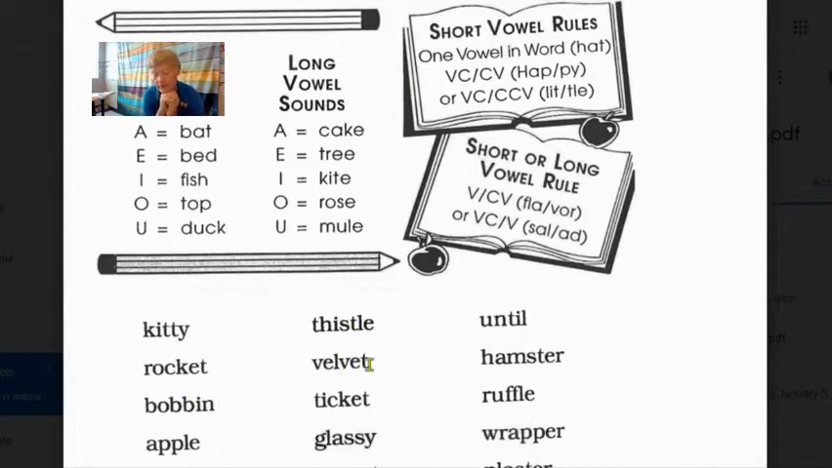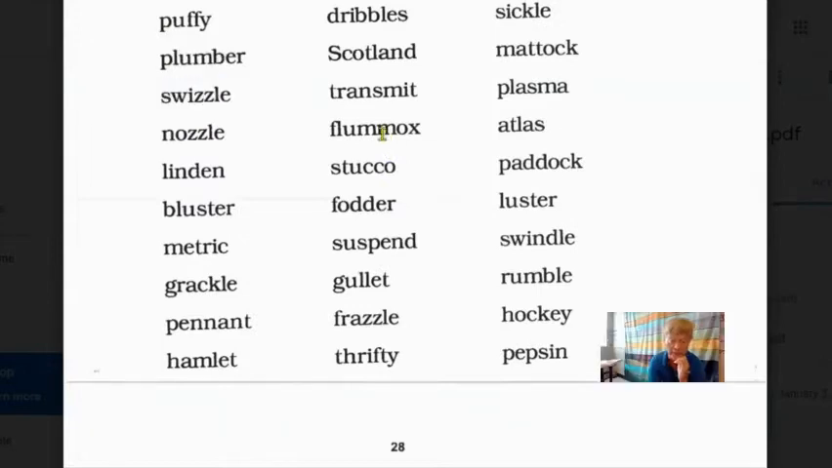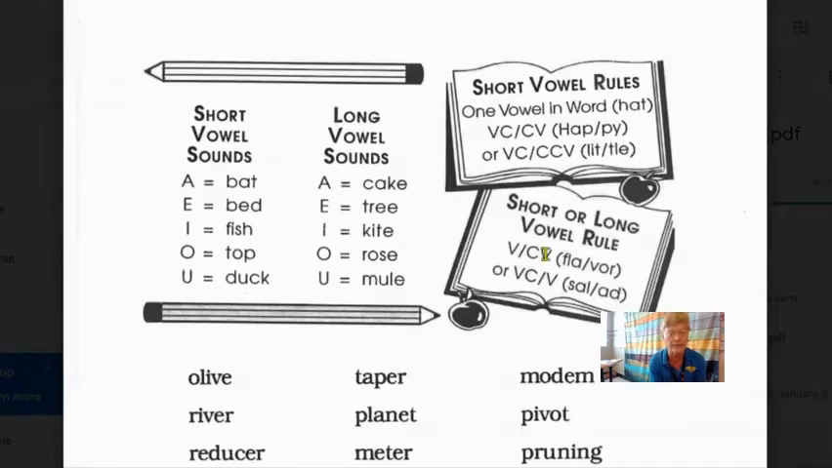You might not need this strategy on these 2-syllable words, but you know what? When they get to 5-syllable words, they need to know this strategy. This is a really important strategy. A lot longer, a lot harder, but the same strategy: flummox, stucco, fodder, suspend, gullet, frazzle, thrifty. It's a beautiful strategy, and it's like the best strategy for kids to look at words 1 syllable at a time, because I know we have a lot of 6th graders and 7th graders and 8th graders who do not divide words into syllables, and you watch them guess like heck when they're trying to say those bigger words.